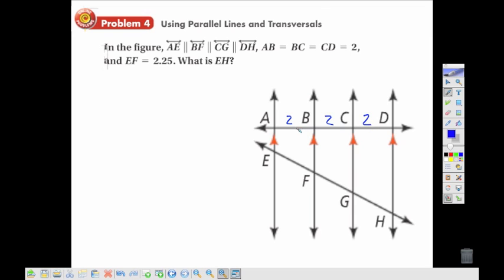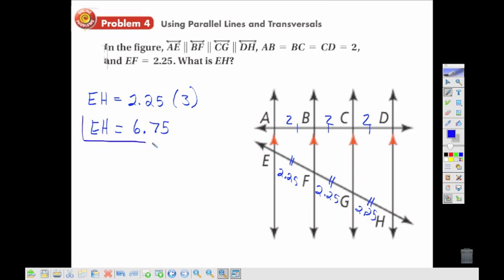They tell us AB equals 2, BC equals 2, CD equals 2. That means each of these parts is congruent, and by our theorem here, we'll also see, since these are equally spaced, that EF has to be the same as FG and the same as GH. So if they give you the value for one of those, in this case 2.25, the same would have to be true for each of those, based on the fact that all three of these are the same. And so if I want to find the distance from E to H, notice that I have that 2.25 times 3, which will give me 6.75.